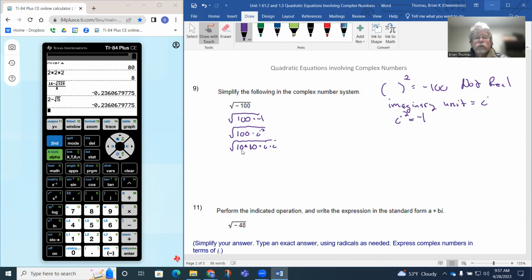So notice that each one of those is a factor pair. So it means for every pair of 10s, I can bring out a 10. For every pair of i's, I can bring out one i. So the answer becomes this 10i. So this is called a complex number or also an imaginary number.